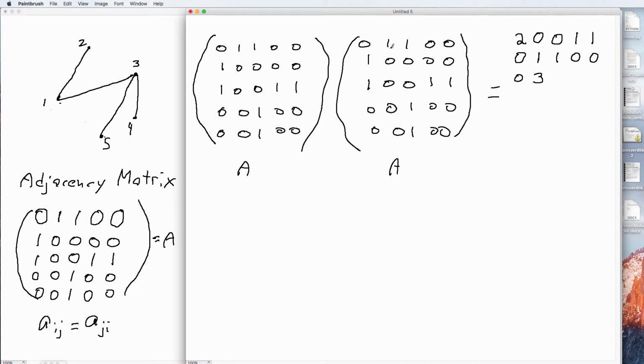Okay. No. I think I've made a mistake here. I am going this row times this, which gives me a 0. I'm going to go this row times this, and this is going to give me a 1. So that's a mistake, that 3. That should be a 1.